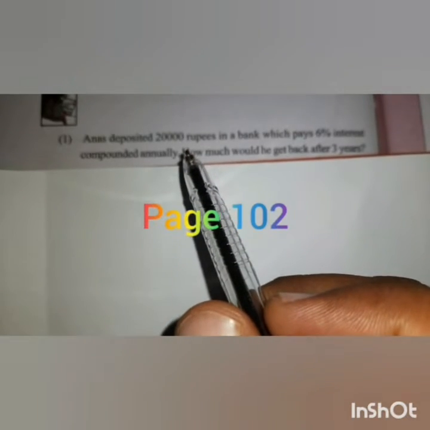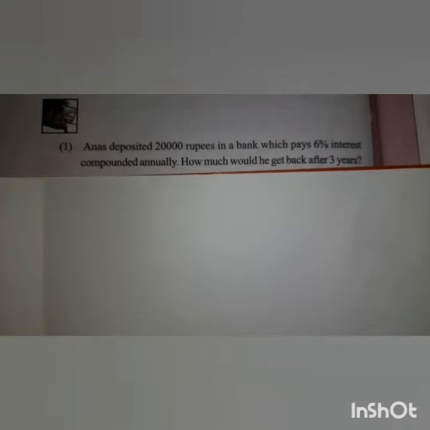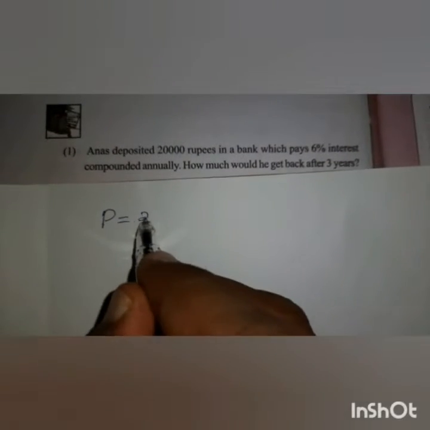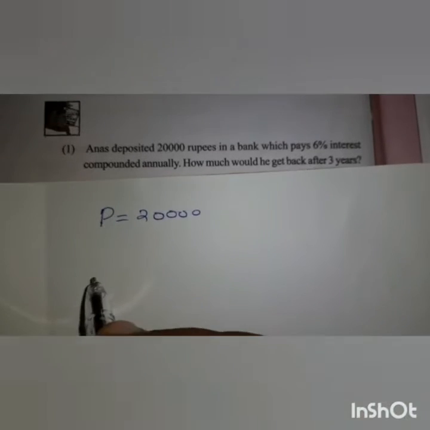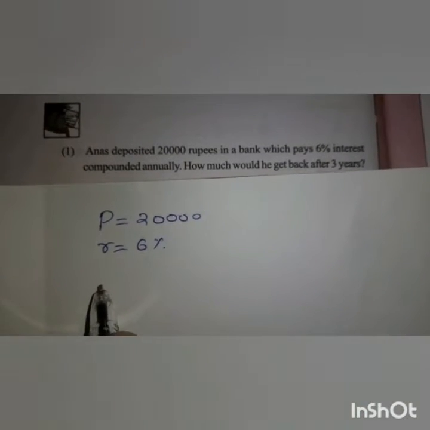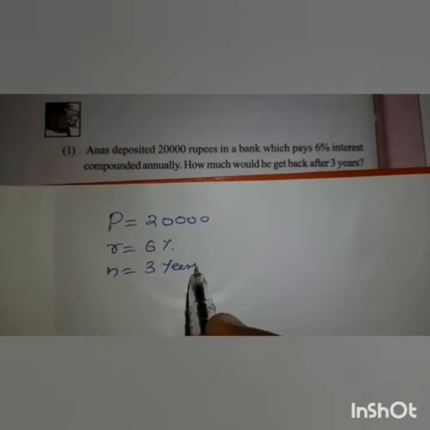Anas deposited 20,000 rupees in a bank which pays 6% interest compounded annually. How much would he get back after 3 years? So the principal amount deposited is 20,000, the rate of interest is 6%, and it is given for 3 years.